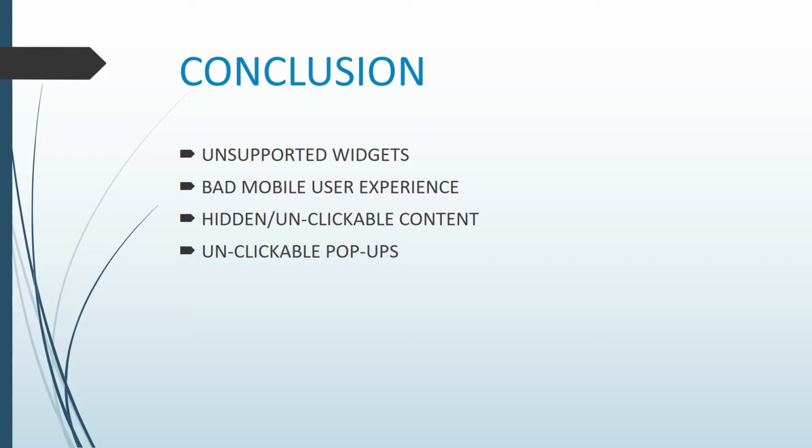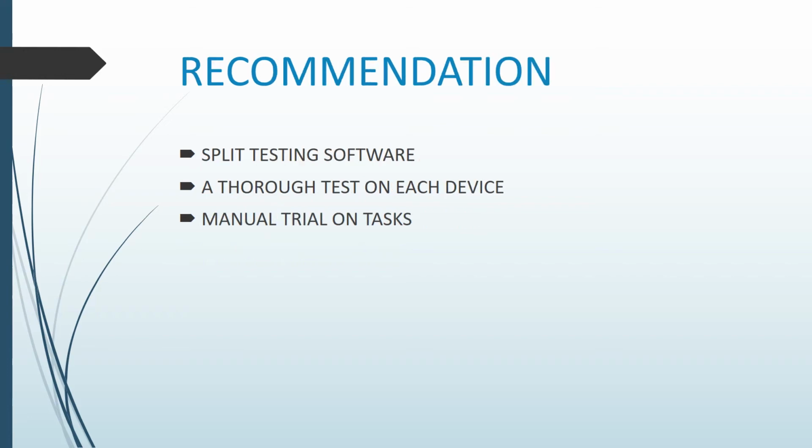There can be many reasons for this. Some widgets are not supported on phones, such as Flash Video Player. Unclickable pop-ups limit a user from using the website on a small screen. Elements of the website overlap with each other, making content hidden or unclickable. All these reasons justify the bad experience for a mobile user. So we need to improve some areas for that.